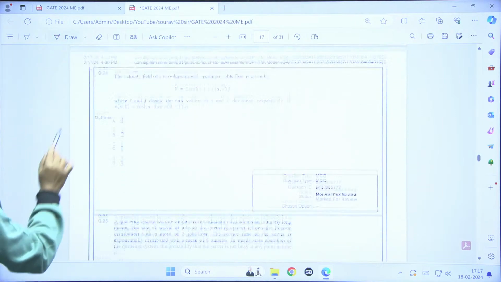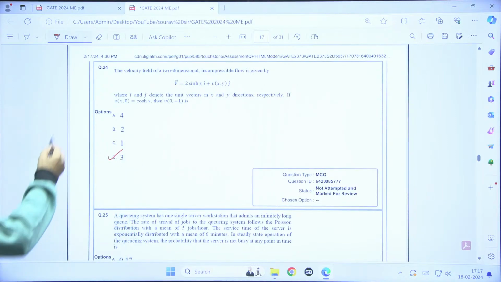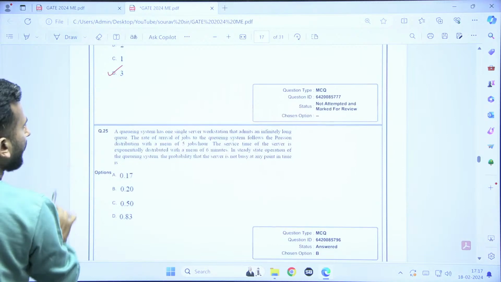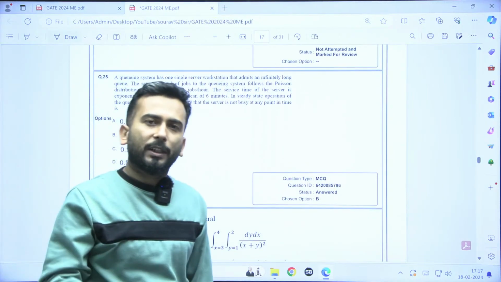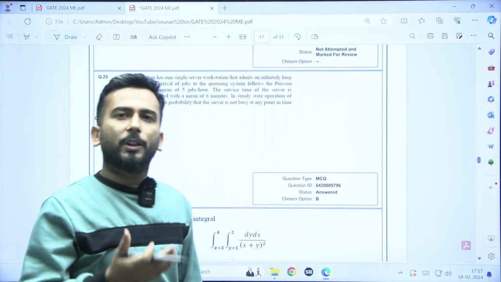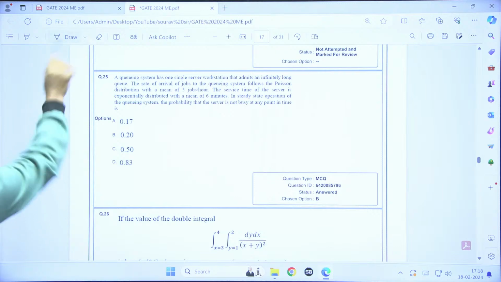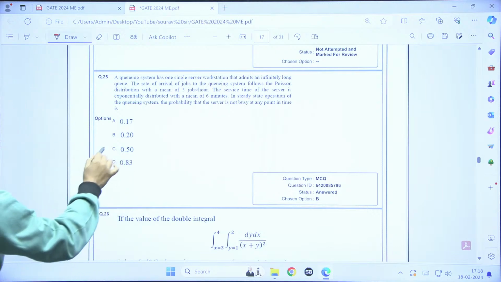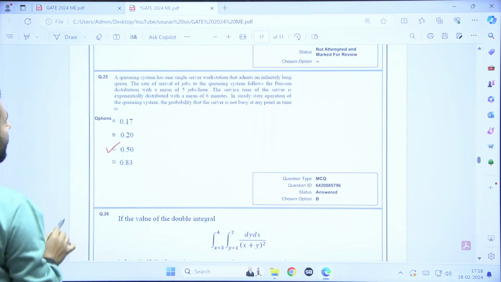The velocity field of a two-dimensional, the answer will be option D. Okay, that is 3. Queuing theory, everyone, I've been shouting like anything. Queuing theory is one of the most important topics from industrial engineering, and the question that has come is very easy, a very doable question. So for 25, the option is option C.